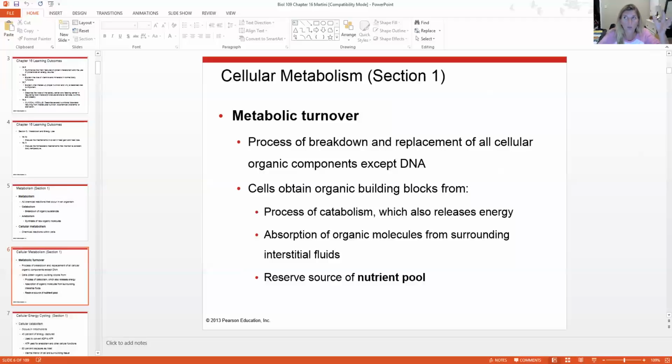So in other words, your body's taking the nutrients that you just brought in from eating, breaking them down, catabolism, storing that stuff for later, and then rebuilding it up into new parts. This is metabolic turnover, how we use and how we recycle these molecules as they come into our body.